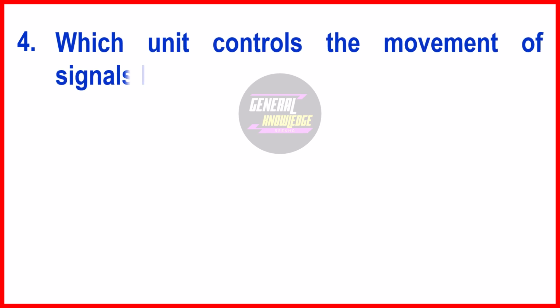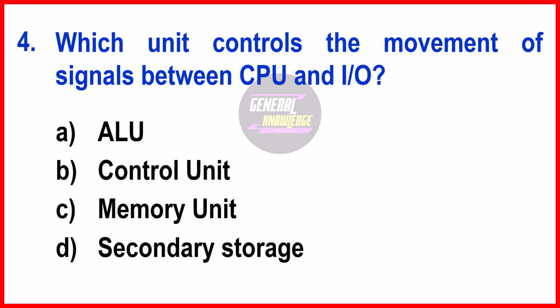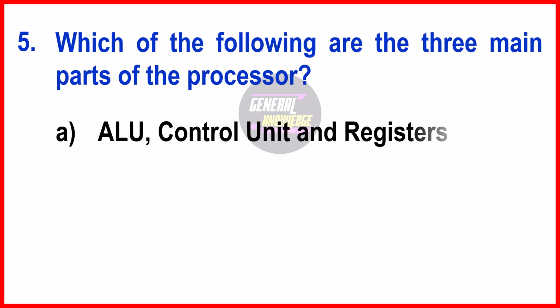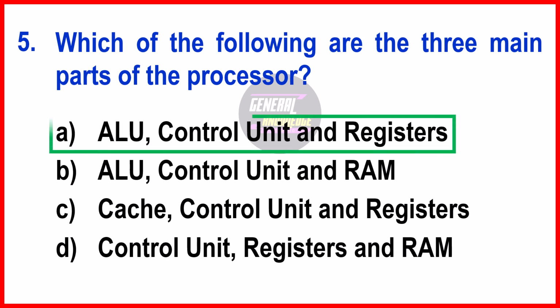Which unit controls the movement of signals between CPU and input-output? The right answer is option B, control unit. Which of the following are the three main parts of the processor? The right answer is option A, ALU, control unit and registers.